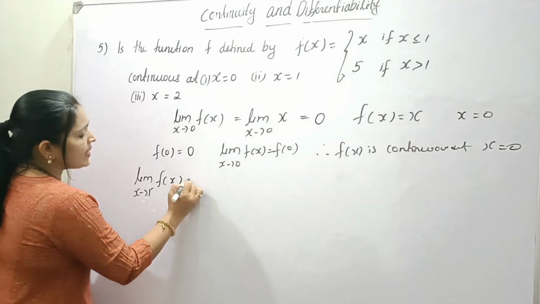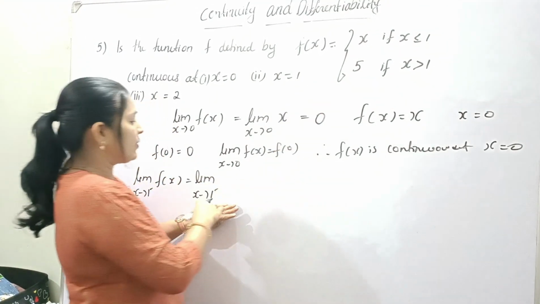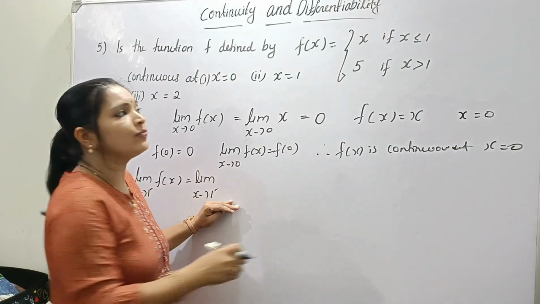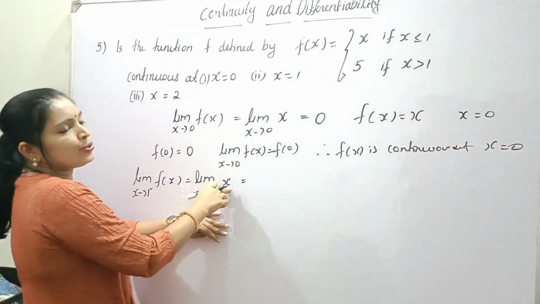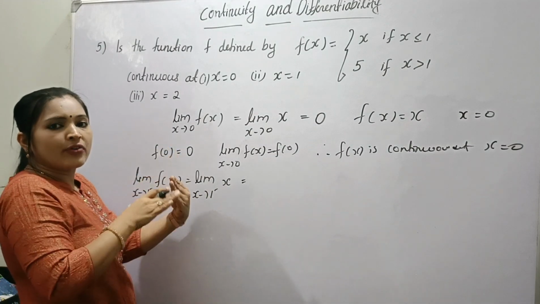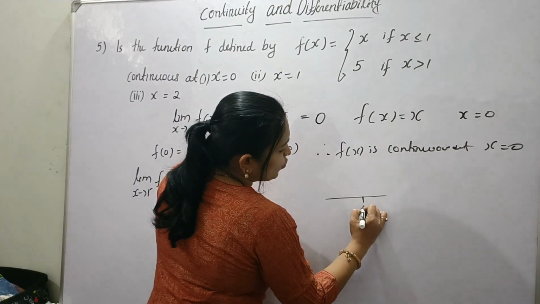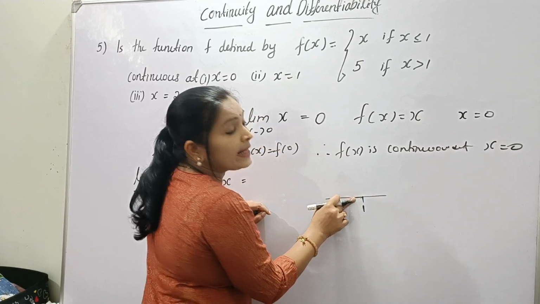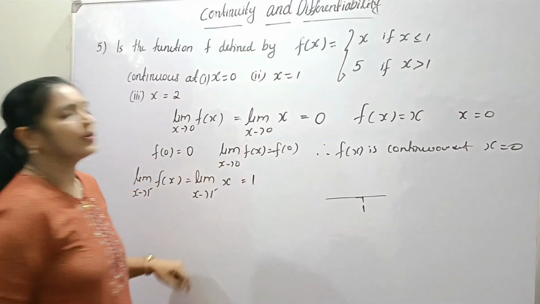f of x is equal to limit x tends to 1 minus. So here what is the function f of x? When x is less than 1, x is very close to 1 and it is less than 1, the function is x. That is equal to, now substitute x is equal to 1. Okay, it is not minus 1. 1 minus means left of 1, less than 1. Suppose it is a real line, it is the point 1. Left of 1, 1 minus, means the points very close to 1 and less than 1. So here substitute x is equal to 1, we will get 1.